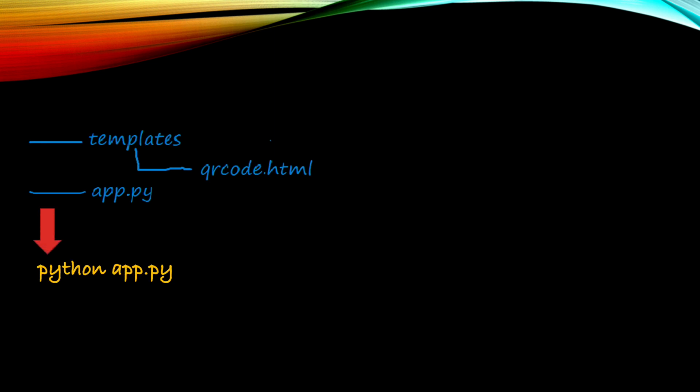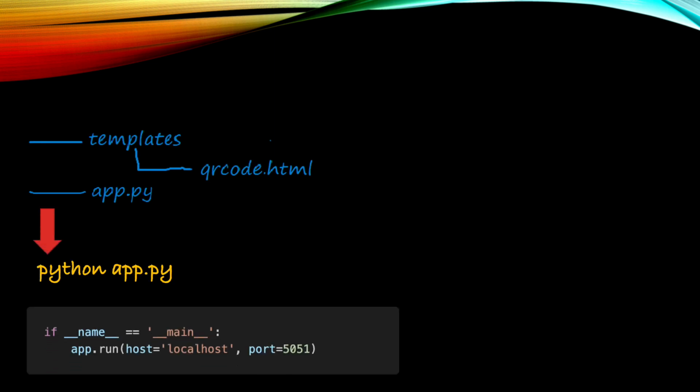Finally, let's see the result of our work. Open the terminal and run the application by typing python app.py. In this example, I am running on port 5051, so the URL will be http://localhost:5051/qrcode.html.